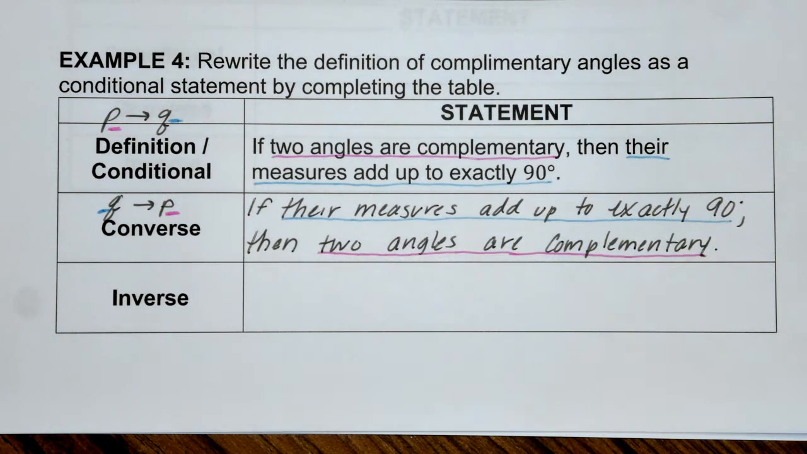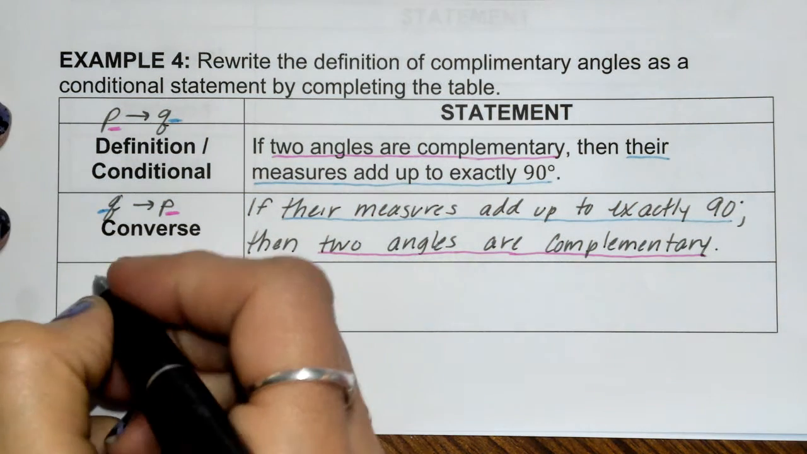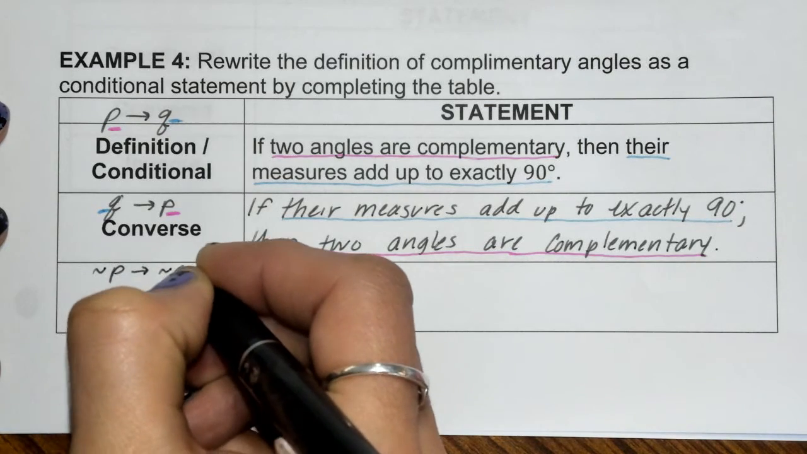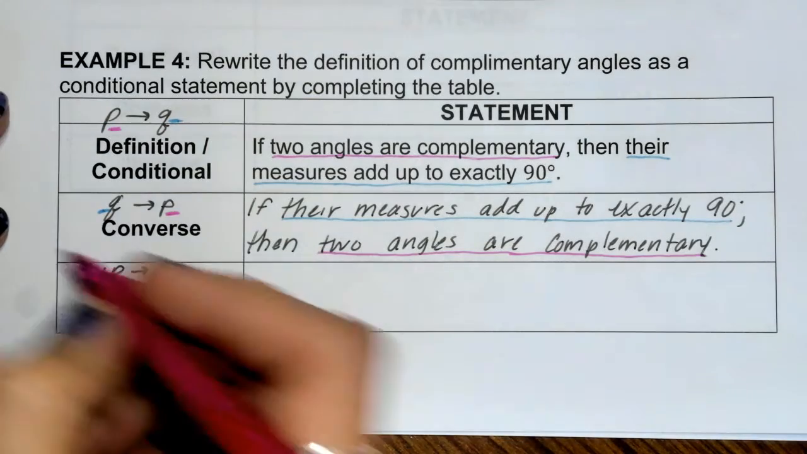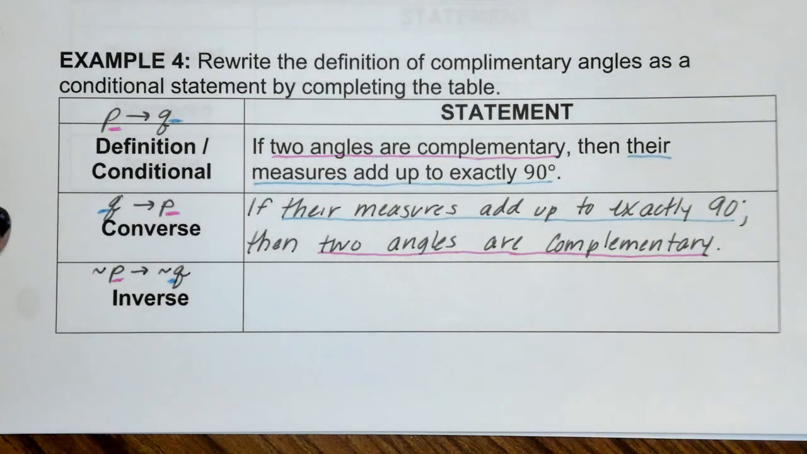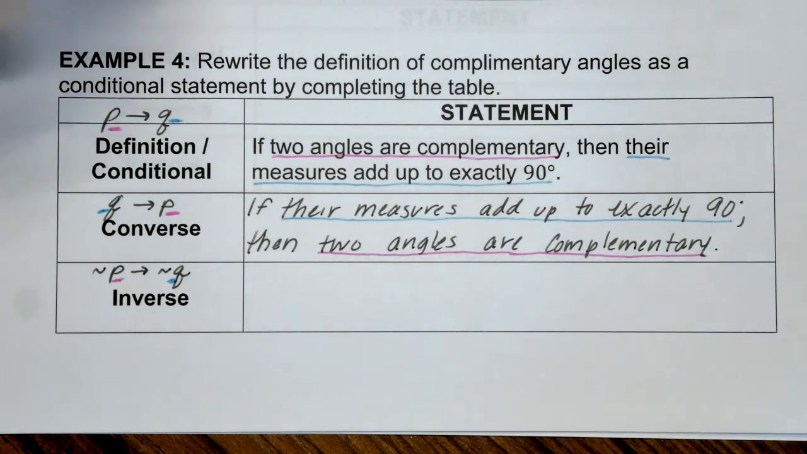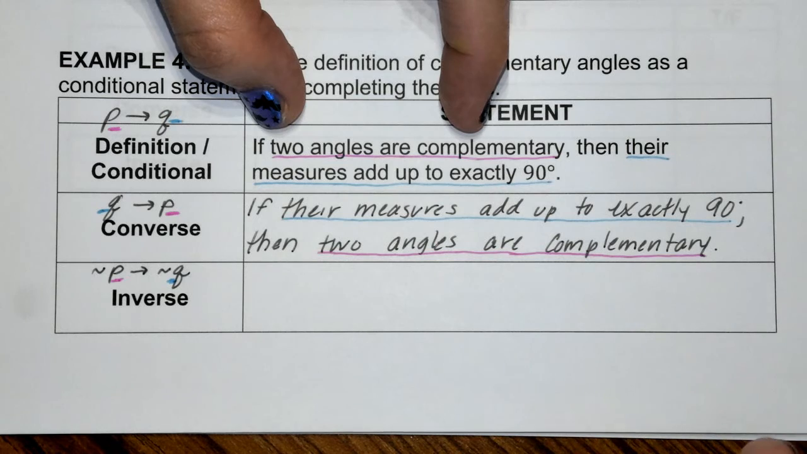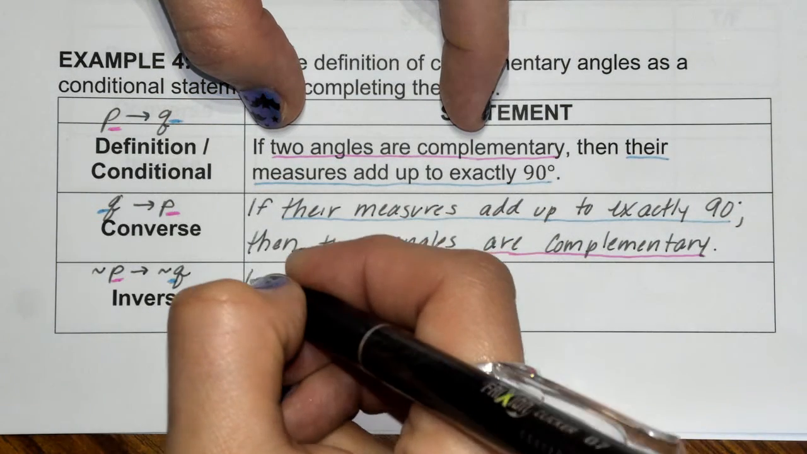So again, with our inverse, opposite. We're negating here, so we're going to go back to our conditional, but we're going to negate: if not P, then not Q. All right? So we're going back to the original hypothesis first, then conclusion, but we want to make it opposite. So if two angles are complementary, what's the opposite? If two angles are not complementary.